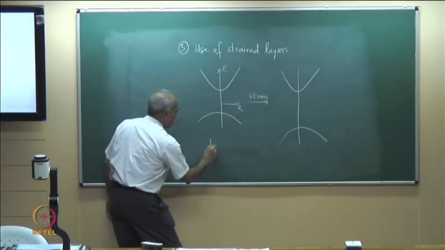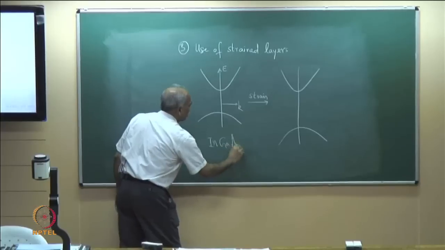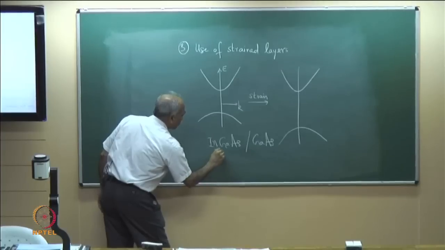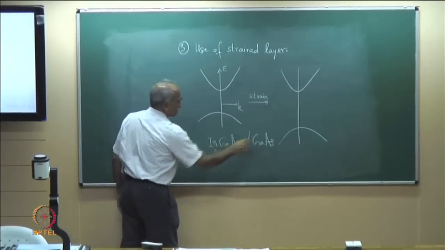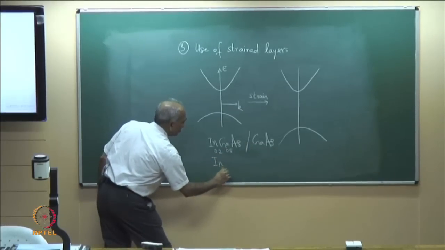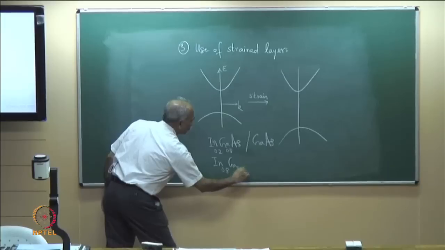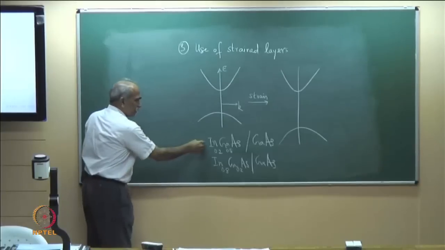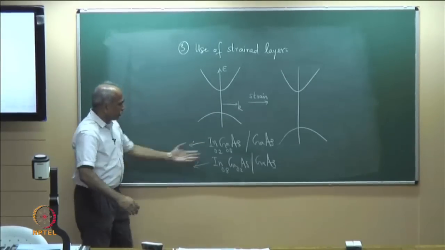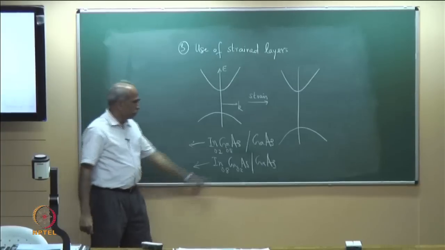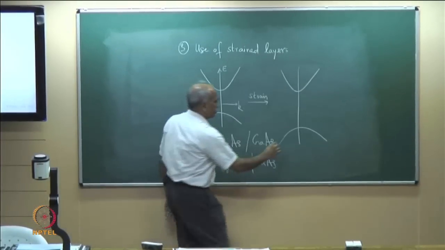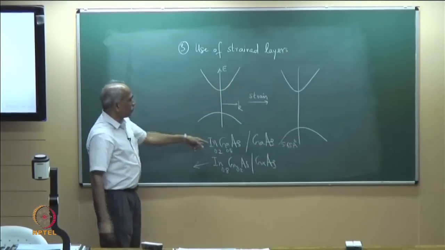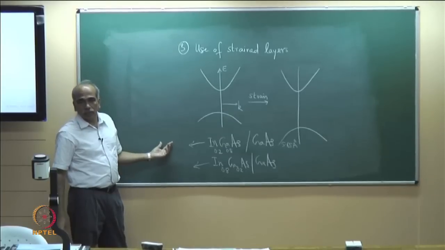So, you can choose, for example, indium gallium arsenide on gallium arsenide. You could choose indium 0.2, gallium 0.8 arsenide, or you could choose indium 0.8, gallium 0.2 arsenide on gallium arsenide. The critical thickness in this case, which one do you expect critical thickness to be more? Please see, gallium arsenide has 5.65 angstrom as the lattice constant. Indium arsenide has 5.87 as the lattice constant.